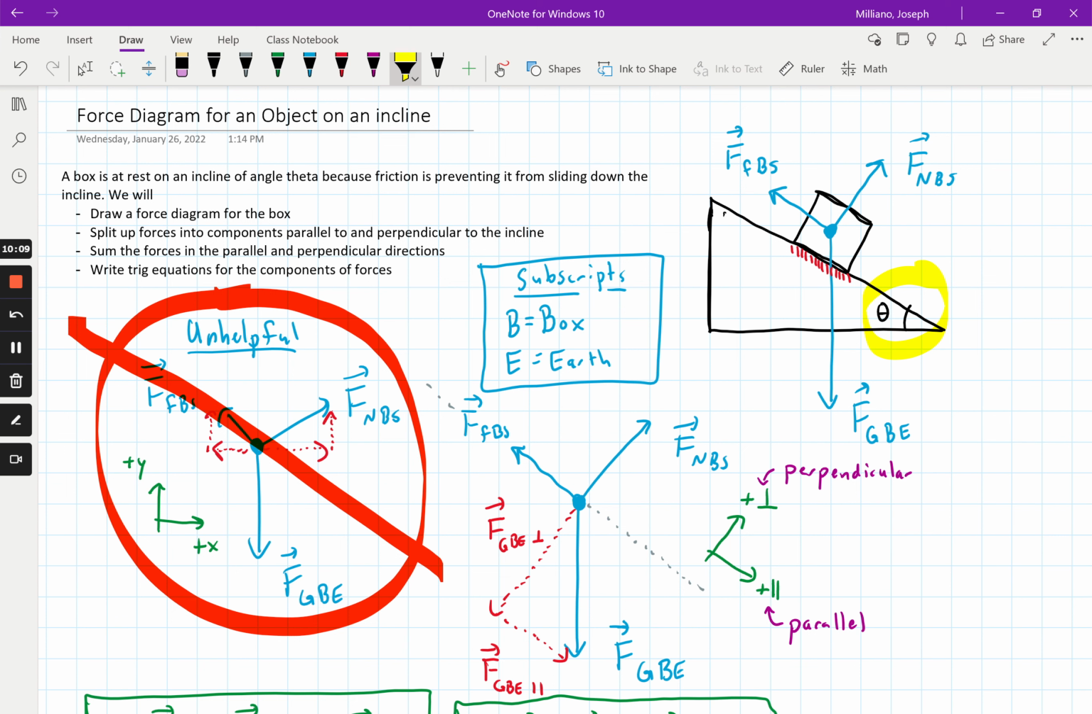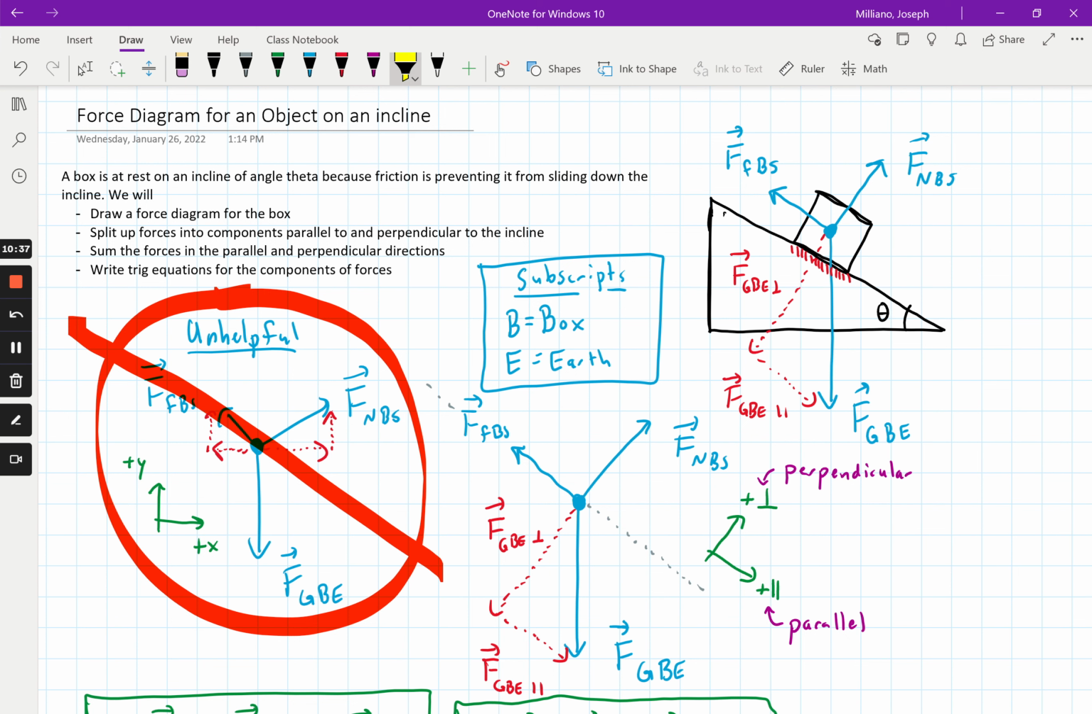And if we can relate that angle to our force diagram, then we can use that easy-to-get measurement when we're analyzing our forces. So I'm going to now go ahead and draw in our components of gravity into this picture and label them. This is the gravitational force on the box by the Earth, parallel. This is the gravitational force on the box by the Earth, perpendicular. All right, so those are drawn in.